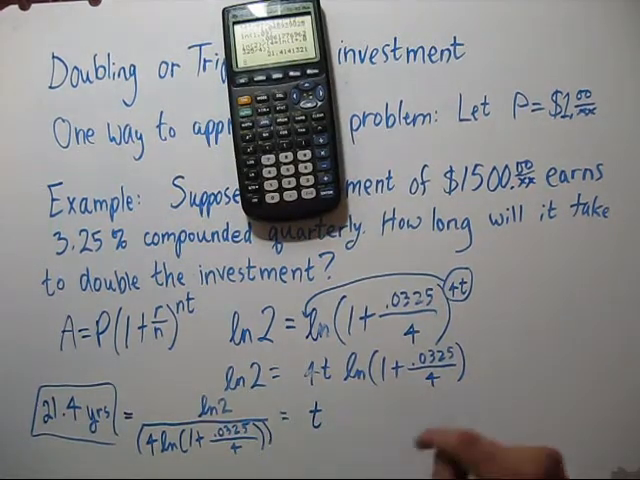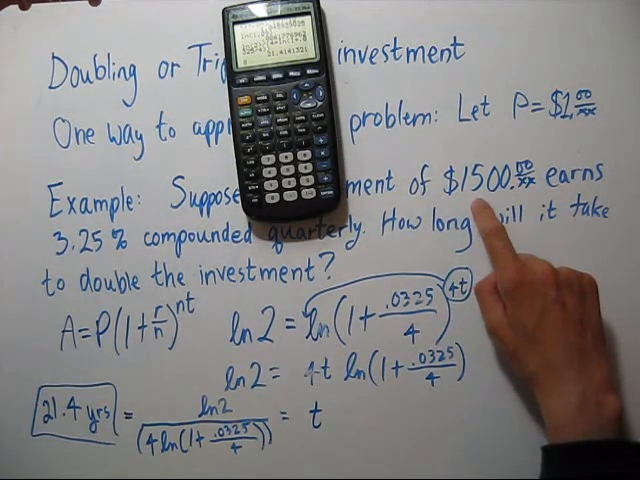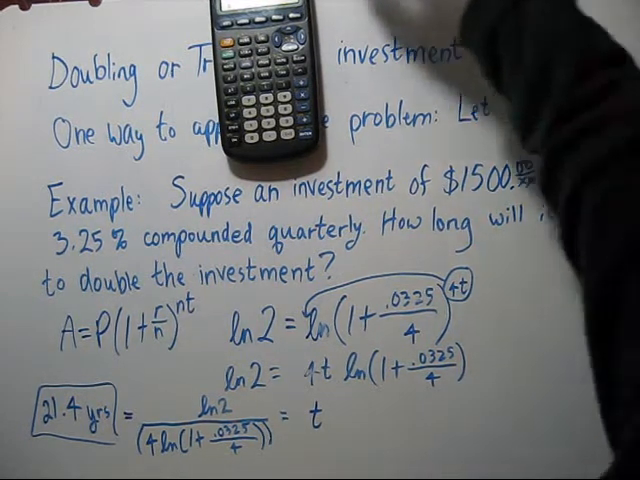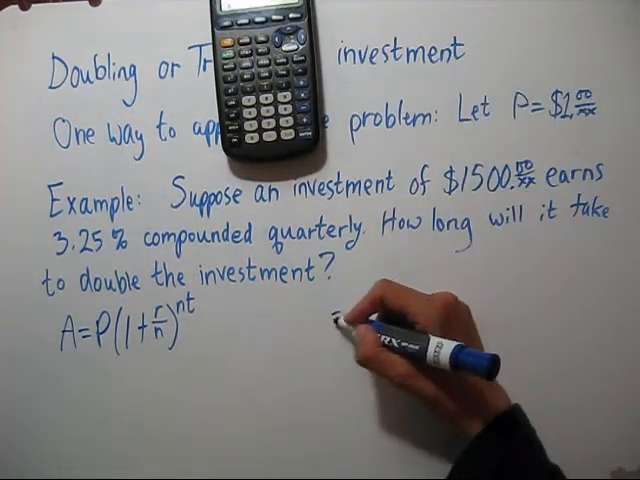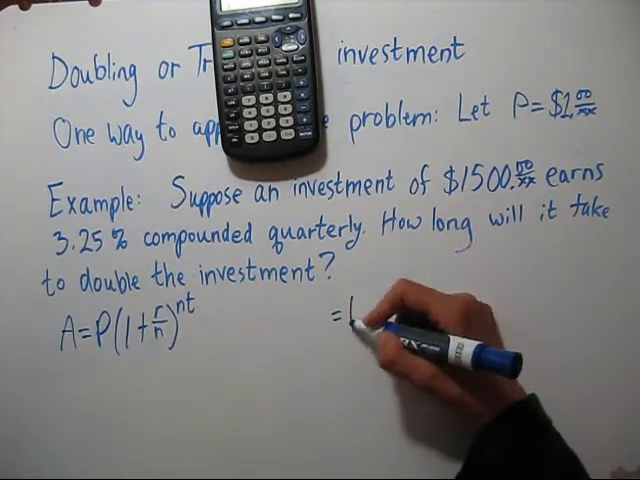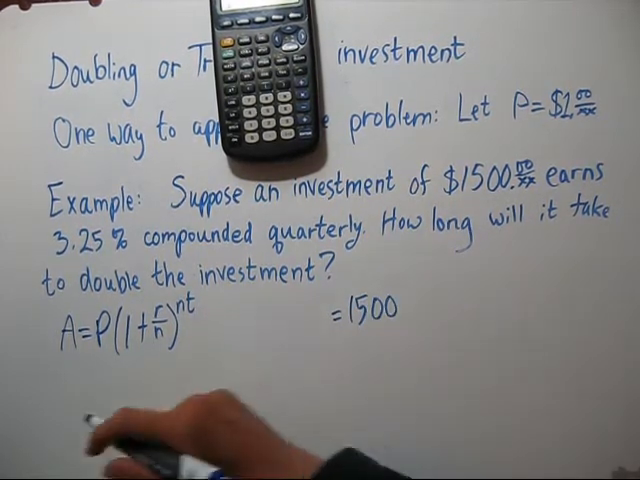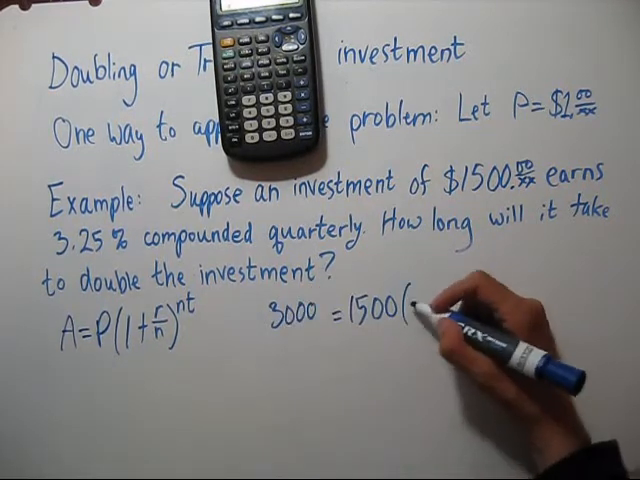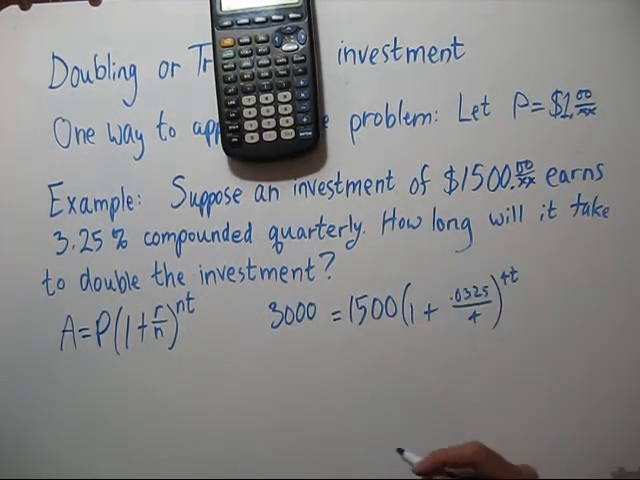What would have happened if we had used the 1,500 as the original amount rather than $1? Let's look at that. So when we plugged in, our P would have been 1,500, and our A would have been double that, or 3,000, and everything else would be the same.